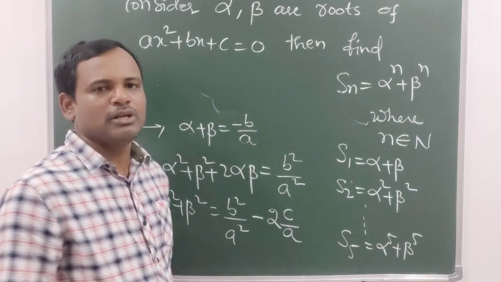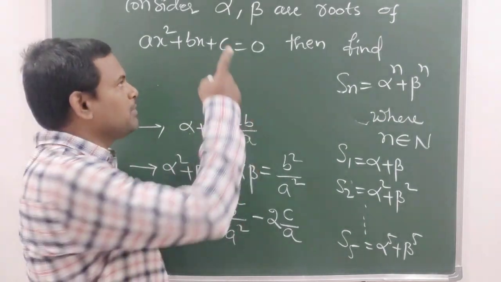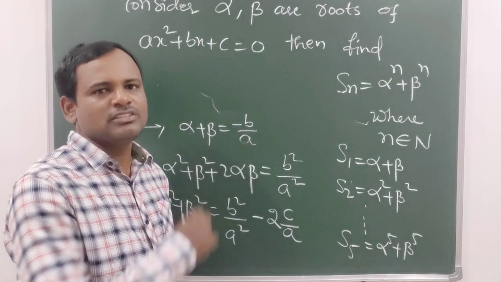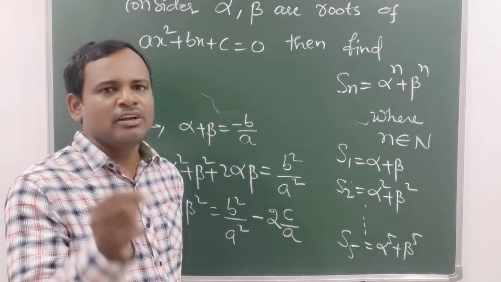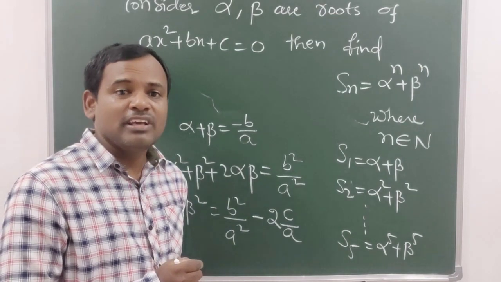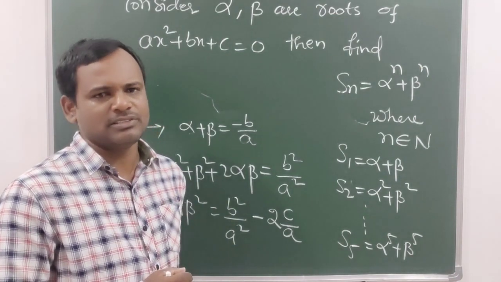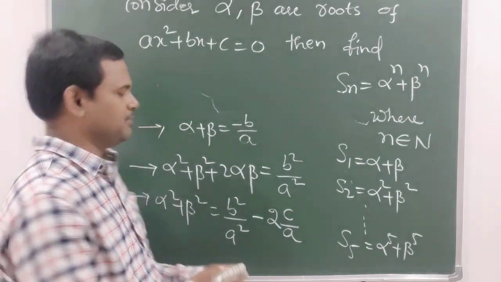Now I will explain that method. It is also called Newton's method. Newton introduced this method to find the sum of the roots of a quadratic equation with positive integral powers. Now let us see that method.